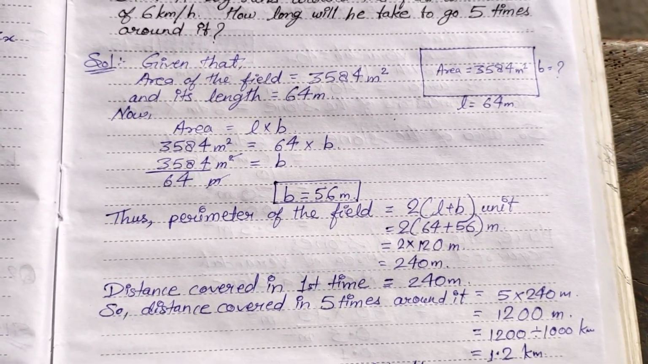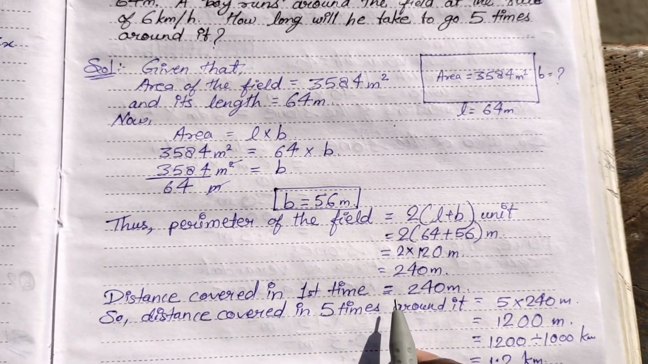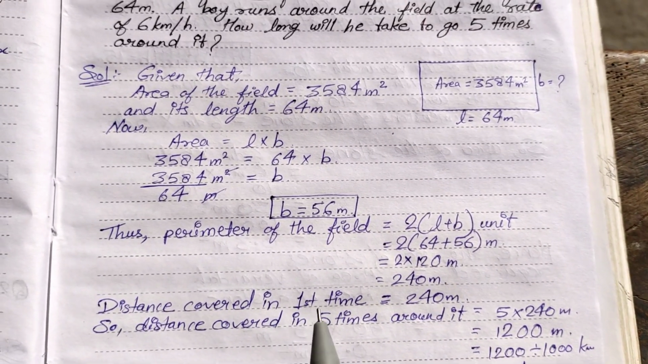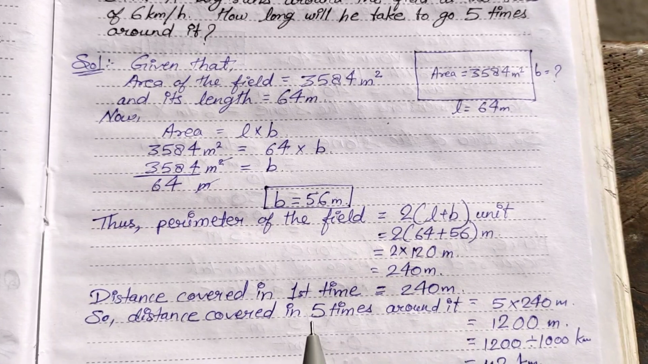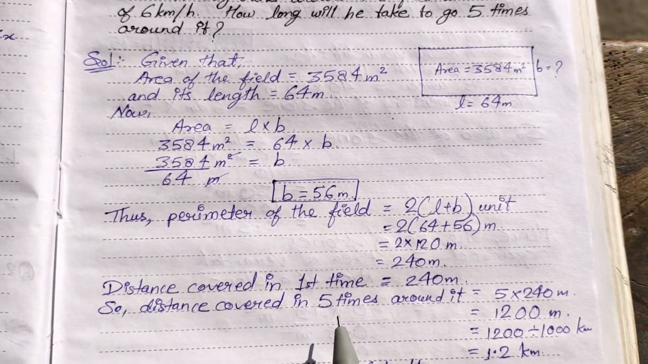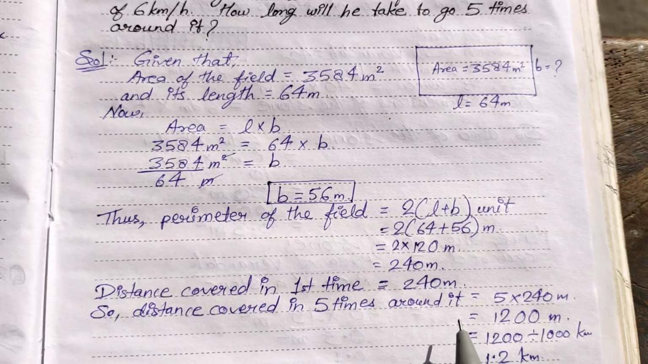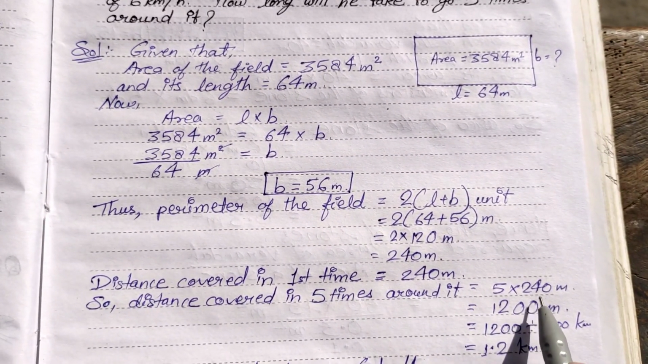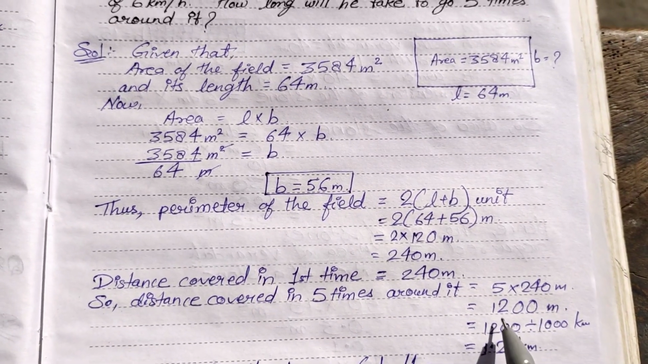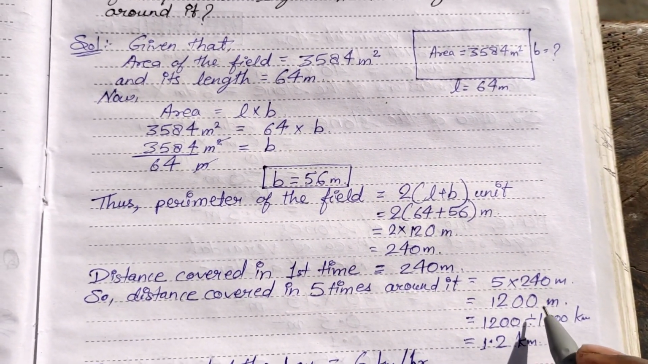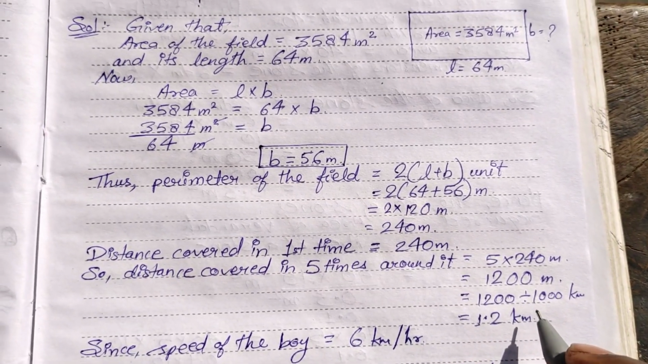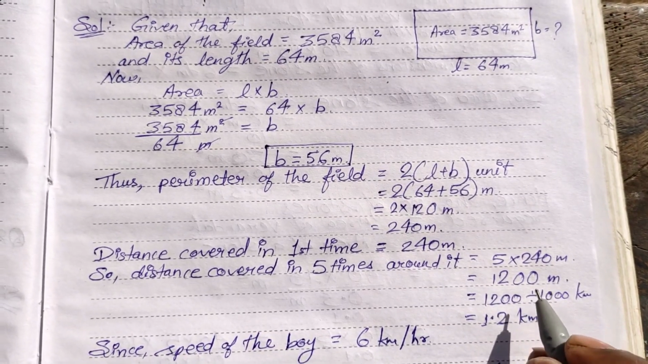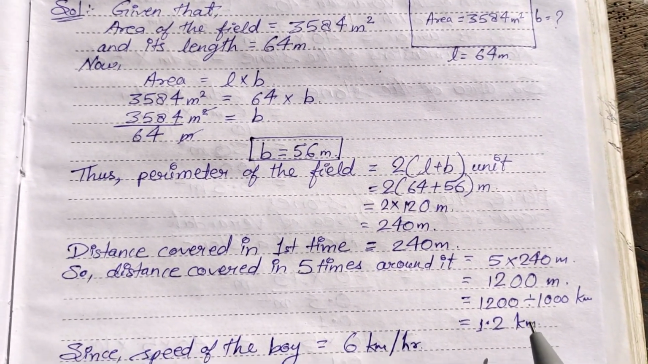Now here, distance covered the first time. If the boy runs around the park the first time, how much distance will he cover? He will cover 240 meter the first time. We have to find the distance covered in 5 times. So distance covered in 5 times equals 5 into the distance covered in 1 time, that is 240 meter. Calculating, we have 1200 meter. Now converting this 1200 meter into kilometer, we divide it by 1000, so we have 1.2 kilometer.